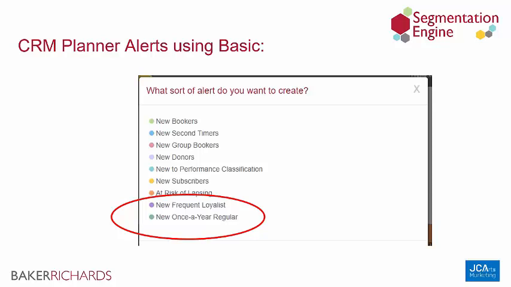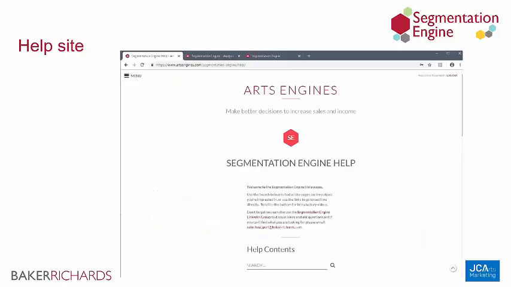New once a year regular, that is someone who is joining the only once in any given year, but in more than 1 year segment. So both of those can be found in the CRM planner. And of course, full description of how they both work can be found on the help site. Just log in with the same login that you use to get into the segmentation engine itself.